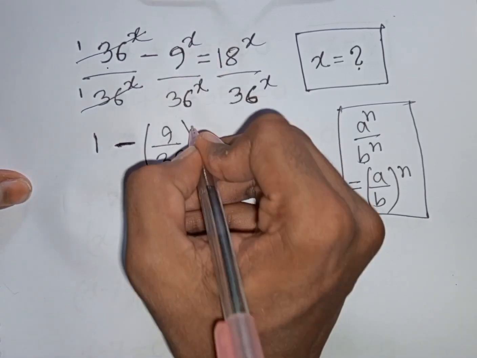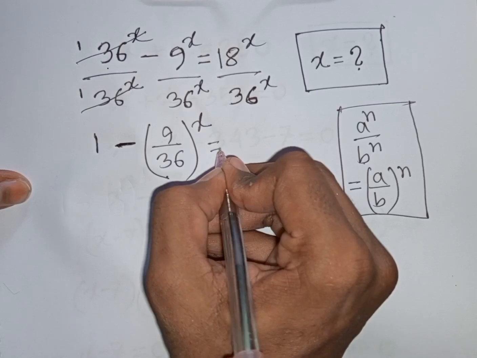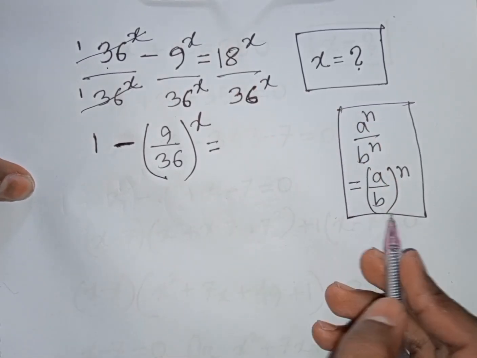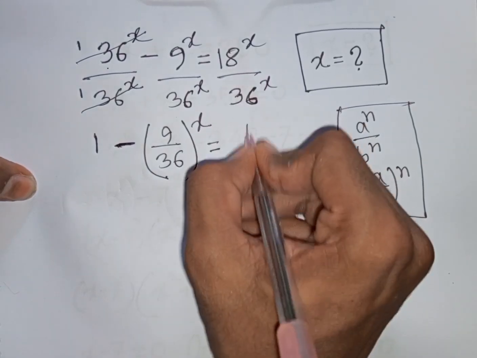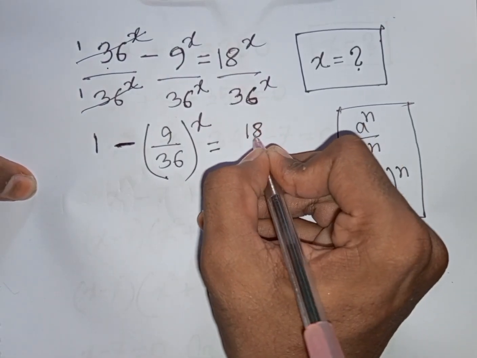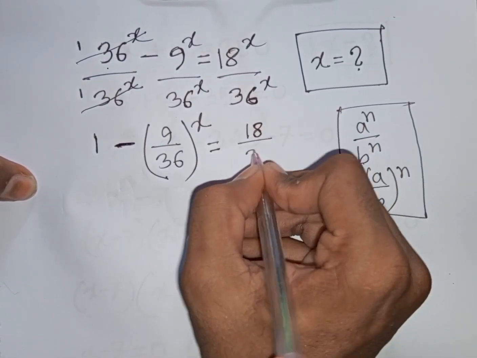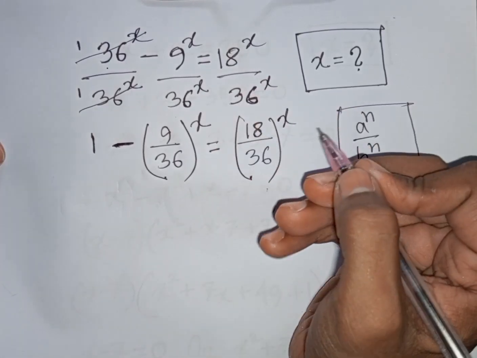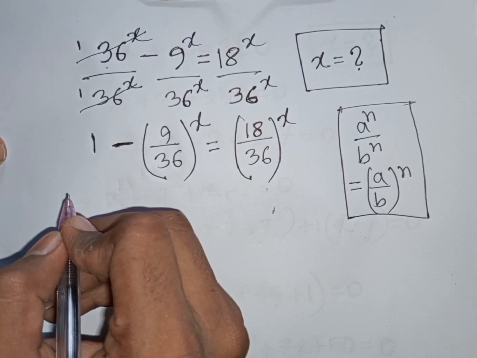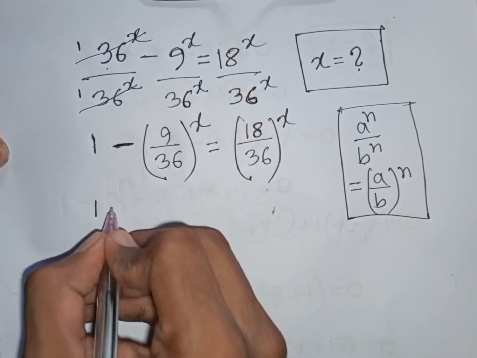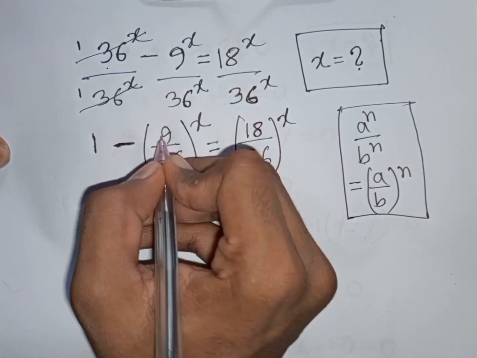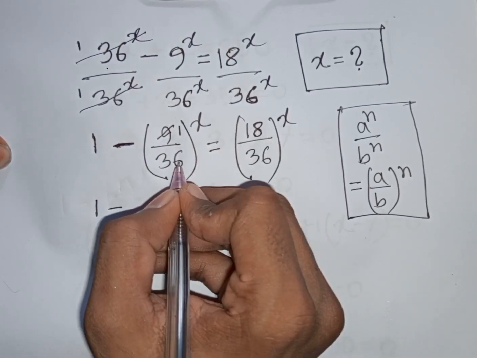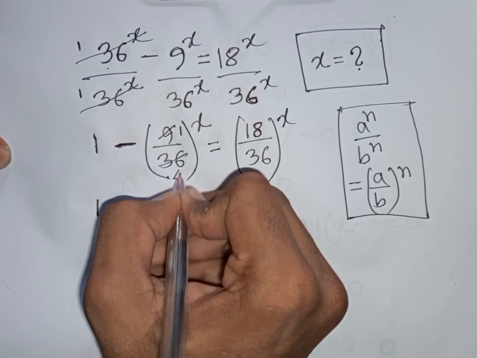then bracket common power x is equal to, again 18 power x over 36 power x, same power but different base. So according to this formula, I can write here 18 over 36, then bracket common power x. Now we have 1 minus 9 over 36, simplified by 9, that means it will be 1 over 4.